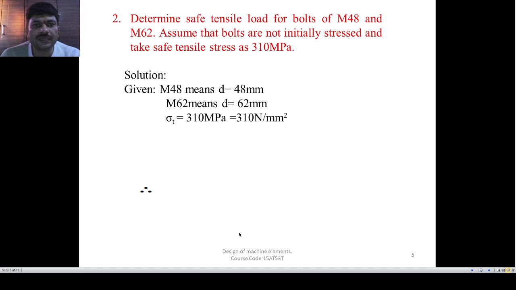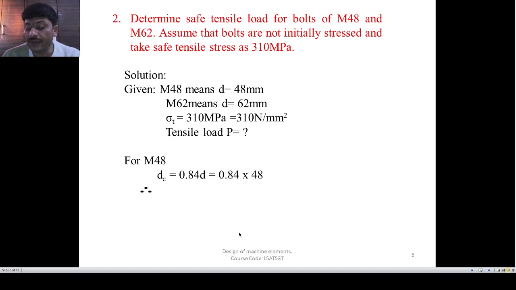So then the tensile stress he has given is 310 megapascal, 310 Newton per mm square. So we have to find out the tensile load. There are two cases here. First, consider case number 1 for M48. Here the nominal diameter is 48 mm, but we want the root or core diameter. You can use this equation, that is Dc is equal to 0.84D.